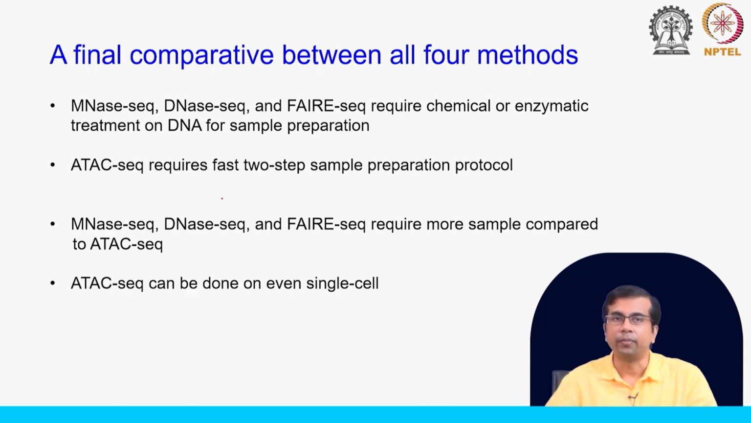So, another major difference is that MNase-seq, DNase-seq and FAIRE-seq require much more sample compared to ATAC-seq, as I mentioned, because of the chemical and enzymatic treatment. You need to purify or deactivate the enzyme, and these purification steps mean you lose some sample, so you have to start with more. ATAC-seq, as I told you, can be done on even a single cell. It requires a much smaller amount of sample, so you will see studies now coming out called single cell ATAC-seq.